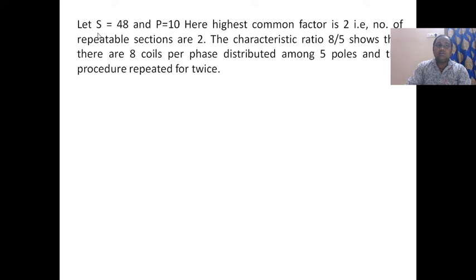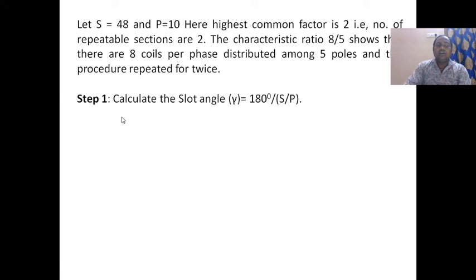So let the number of slots be 48 and the poles be 10. Here the highest common factor is 2, so the number of repeatable sections is 2. The characteristic ratio 8 by 5 shows that there are 8 coils per phase distributed among 5 poles, and this procedure is repeated twice. The characteristic ratio 8 by 5 means 8 coils, 5 poles.